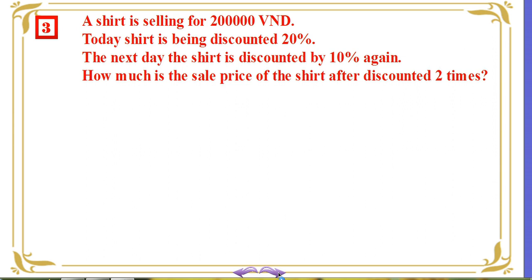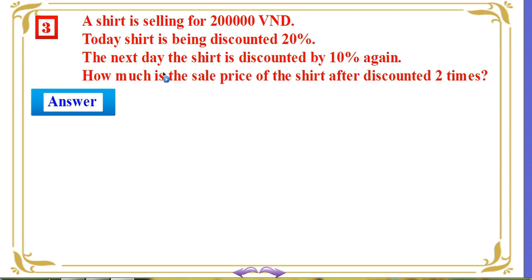A shirt is selling for 200,000 Vietnam dong. Today the shirt is being discounted 20%. The next day, the shirt is discounted by 10% again. How much is the sale price of the shirt after discounting 2 times? The problem here is how to calculate the discount price of the shirt, from which we calculate the price of the shirt after the discount. Guide you how to calculate.